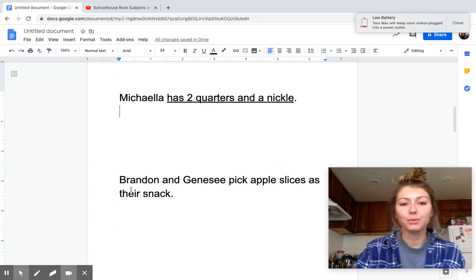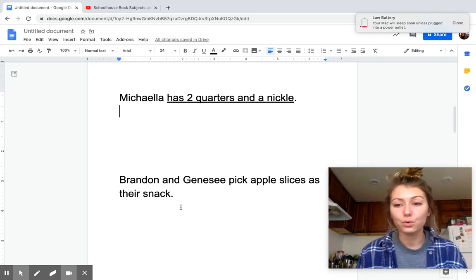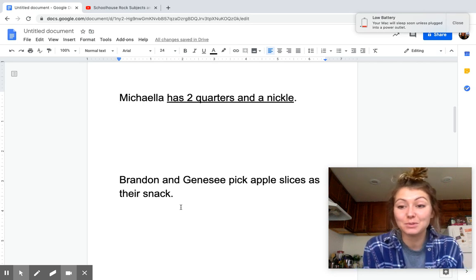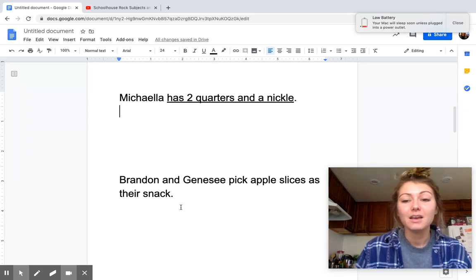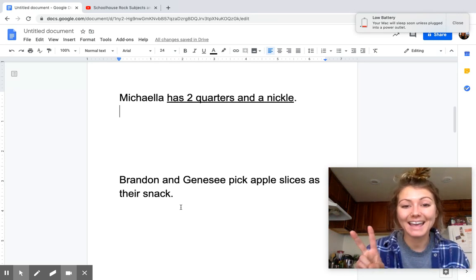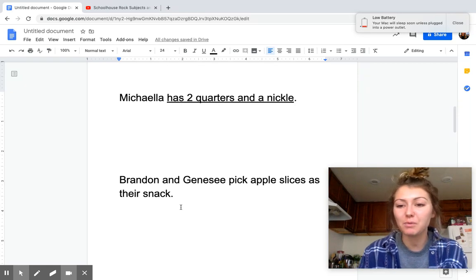It says, Brandon and Genesee pick apple slices as their snack. Think about who are the subjects here, because sometimes we might have more than one subject in a sentence if their predicate is the same. We actually have 2 subjects here. So we have Brandon and Genesee. They're both the subjects of this sentence. Just like when we talked about the Mortons as a family, Brandon and Genesee are the subjects.